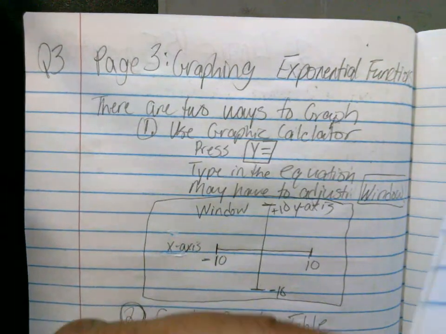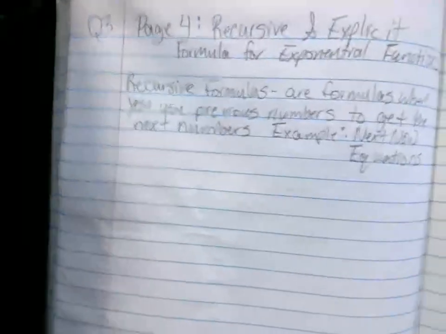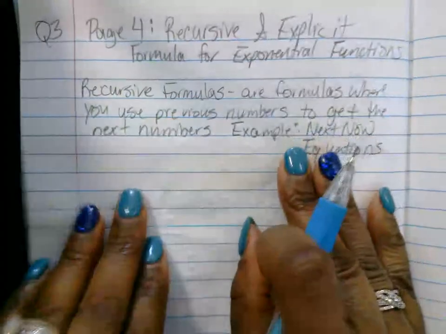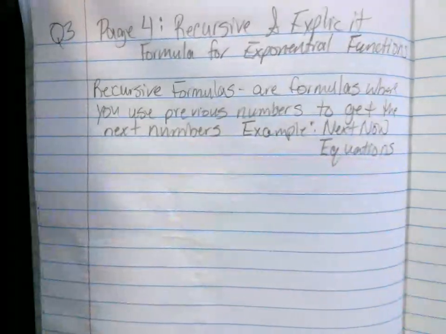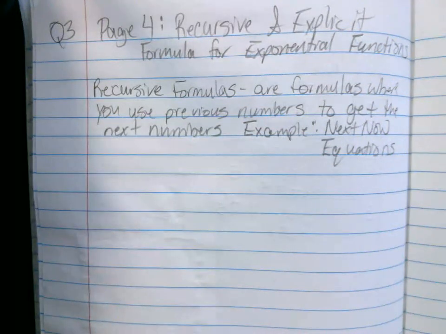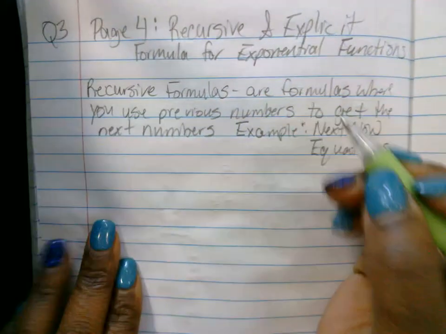All right. So now we are on recursive and explicit. Recursive formulas are formulas where you use the previous number to get the next number. An example is a next-now equation. I'm going to pause to make sure that you have this written. We wrote it yesterday, but it was at the end of a lesson for a couple of people, so I'll make sure that you have it written. Okay, good folks. So let's do some examples.